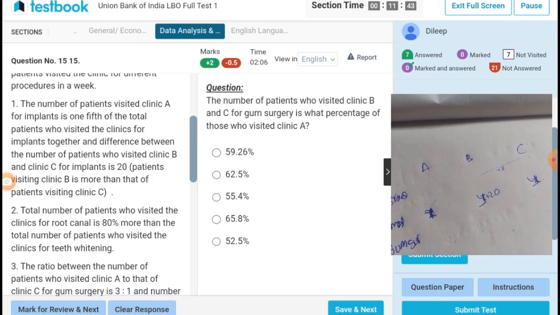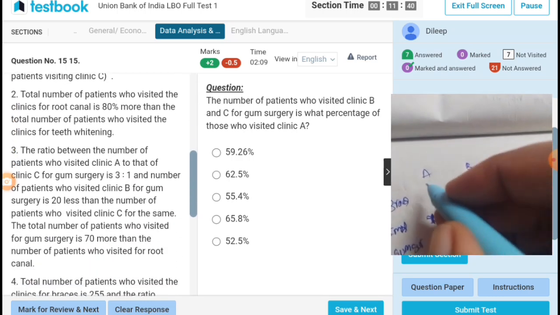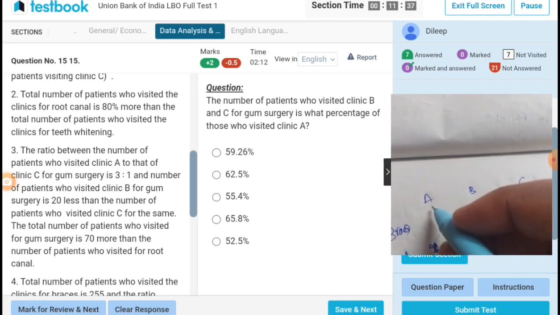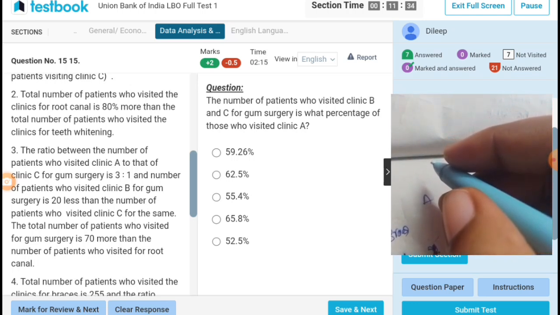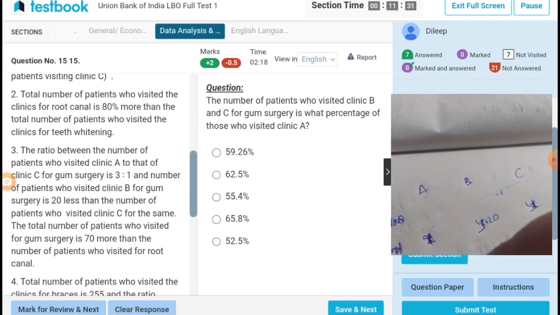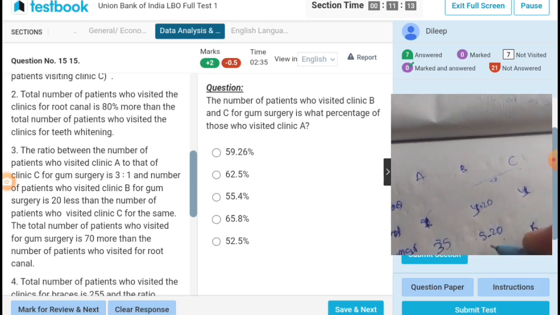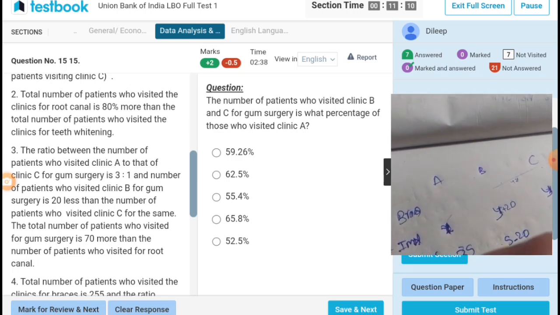And the ratio between the number of students who visited clinic A, clinic C for gum surgery, 3 and 1, 20 less than the S minus 20. The total number of patients who visited gum surgery is 70 more than the plus 70.